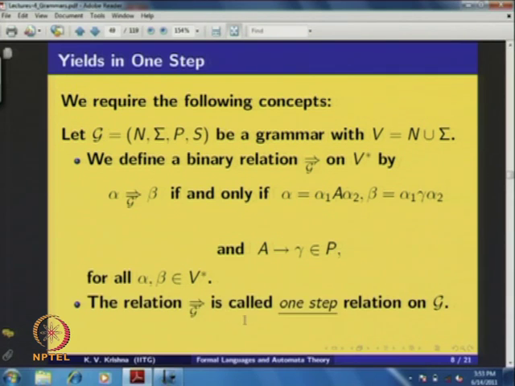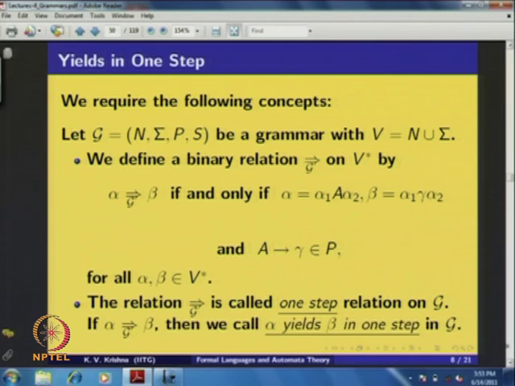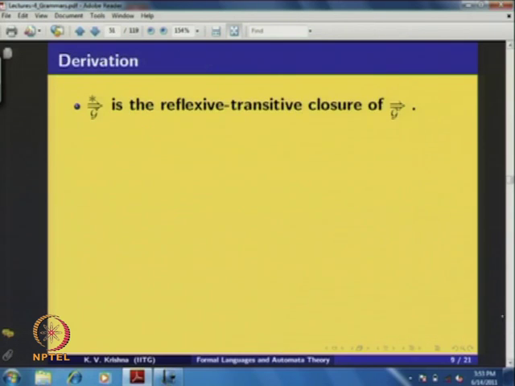And now, this relation is called the one step relation on G, because by applying one rule from alpha you get beta in one step. So, we call this the one step relation on G. And if alpha gives beta in one step, we say alpha yields beta in one step in G. Now, another notation: this relation with a superscript star is the reflexive transitive closure of the one step relation that we have defined.